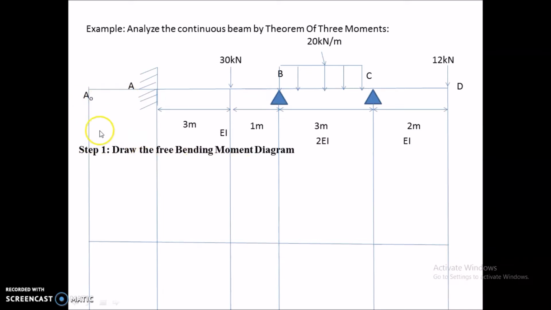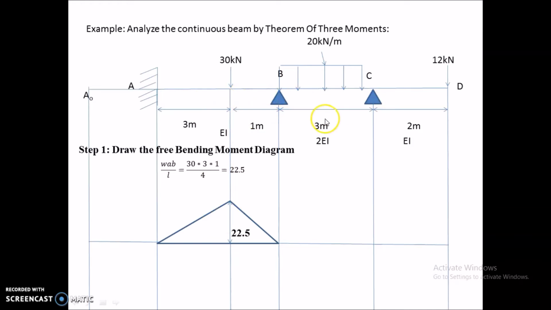Here it is 0, since there is no bending moment on the imaginary span. So there is no value here. Coming to span AB, since it is an eccentric point load, the value will be WAB by L. Here W is 30, A is 3, B is 1, and total L is 3 plus 1, that is 4. By calculating, it will be 22.5. Since it is a point load, it will be in a triangular shape. So this is the free bending moment diagram for span AB.